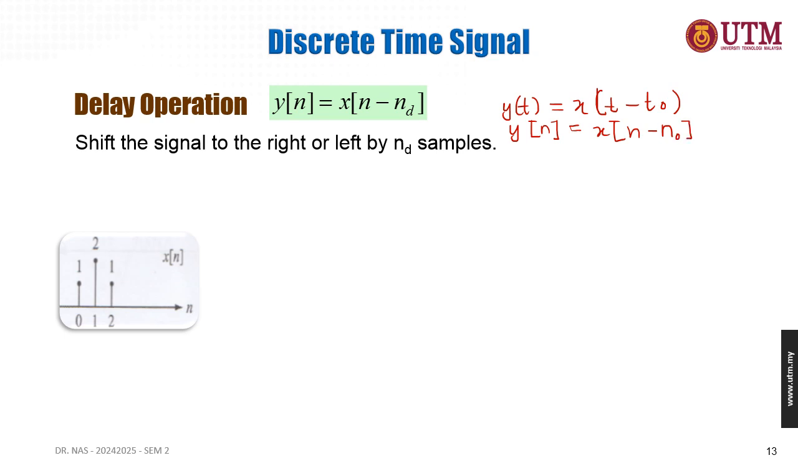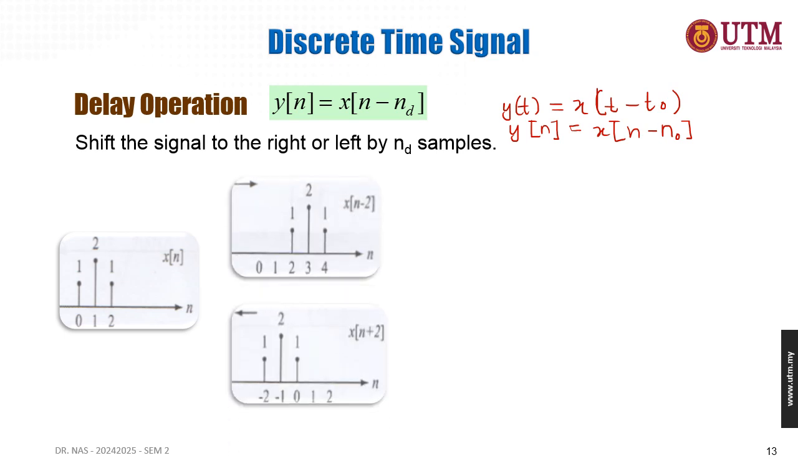So let's look at an example. When you have x[n - 2], don't forget to compare with the general equation, x[n - n0] or nd. In this case you have x[n - positive 2], meaning that the original signal is shifted to the right by 2. So 0 plus 2, you get 2, 1 plus 2, and 2 plus 2 becomes 4.